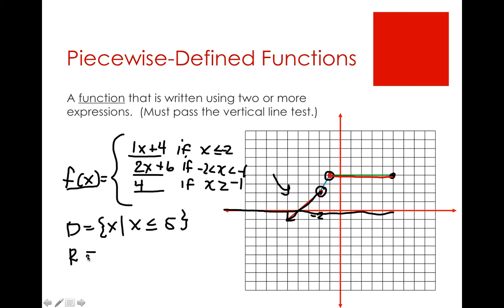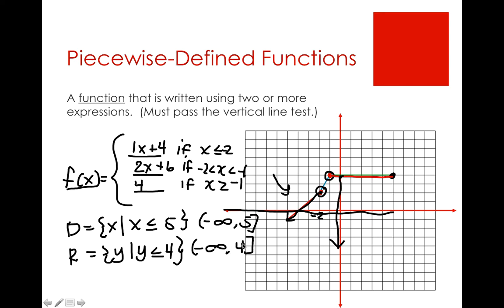The range values, you don't have every range value. They start up here at 4, and then I can find range values all the way to -infinity. So I'm going to say the range values are such that they are less than or equal to 4. You could write that in interval notation. It would be from -infinity up to 4, bracket.